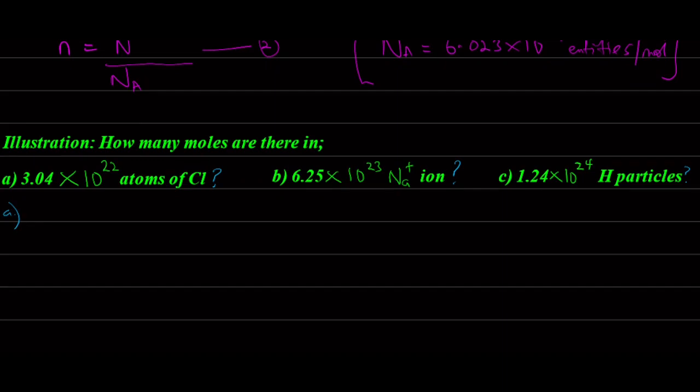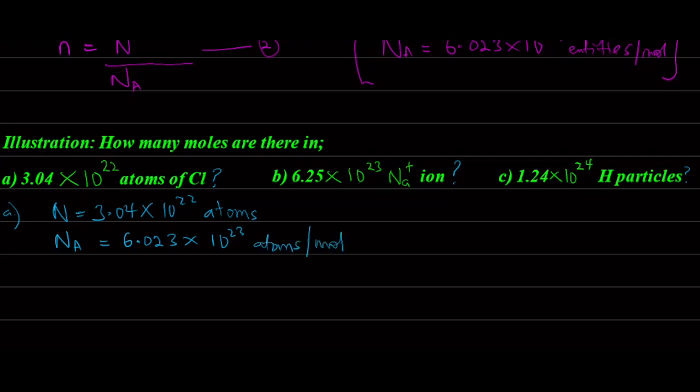We are going to be using the equation. Since we are given the number of entities, the entity involved here is atoms. So our number of entities is 3.04 exponential 22. Since the entity is atom, the Avogadro's number is 6.023 exponential 23. In this case, it's going to be atoms per mole. It's going to be the unit. Sometimes we write it as 6.02 in approximation. That depends on the Avogadro's constant we are given.